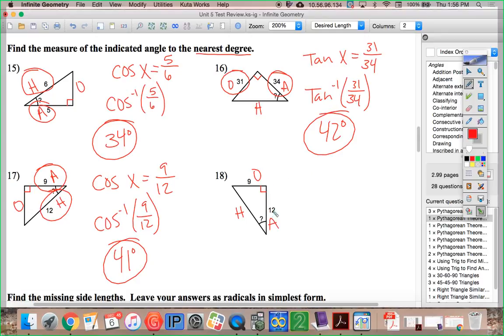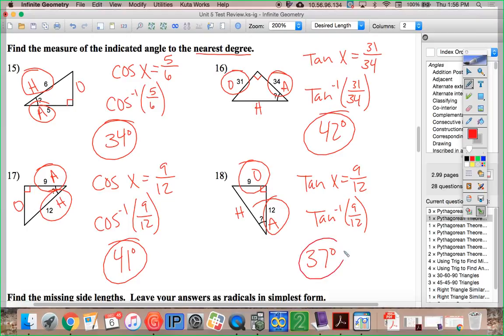Then we've got opposite and adjacent. So that's tangent, and you do 9/12, so you'll do second tangent, 9/12. You'll get 37 degrees.